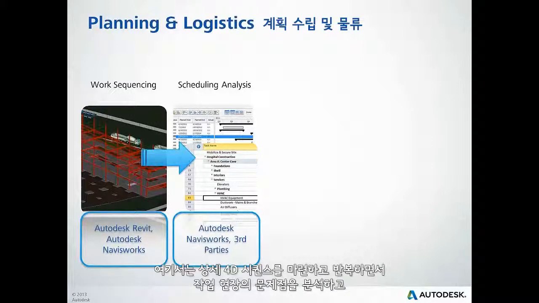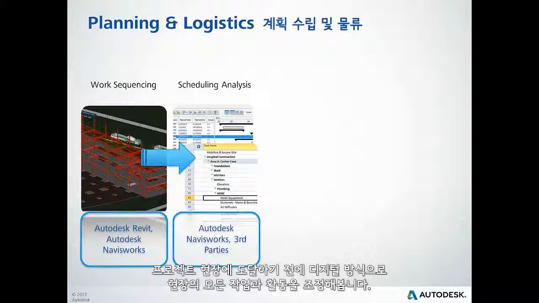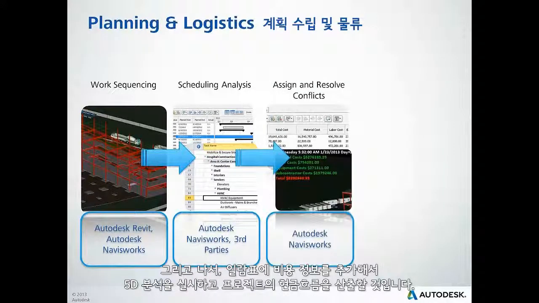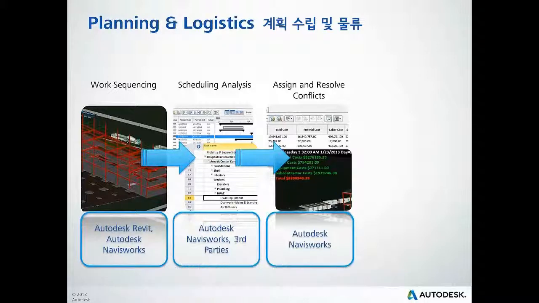It is here that we can create and iterate a detailed 4D sequence and begin to analyze our tasks for problems in the field and coordinate all trades and activities on the site digitally before we get to the project site. Next, we will add cost information to the schedule and begin to do 5D analysis and determine the cash flow for our project.